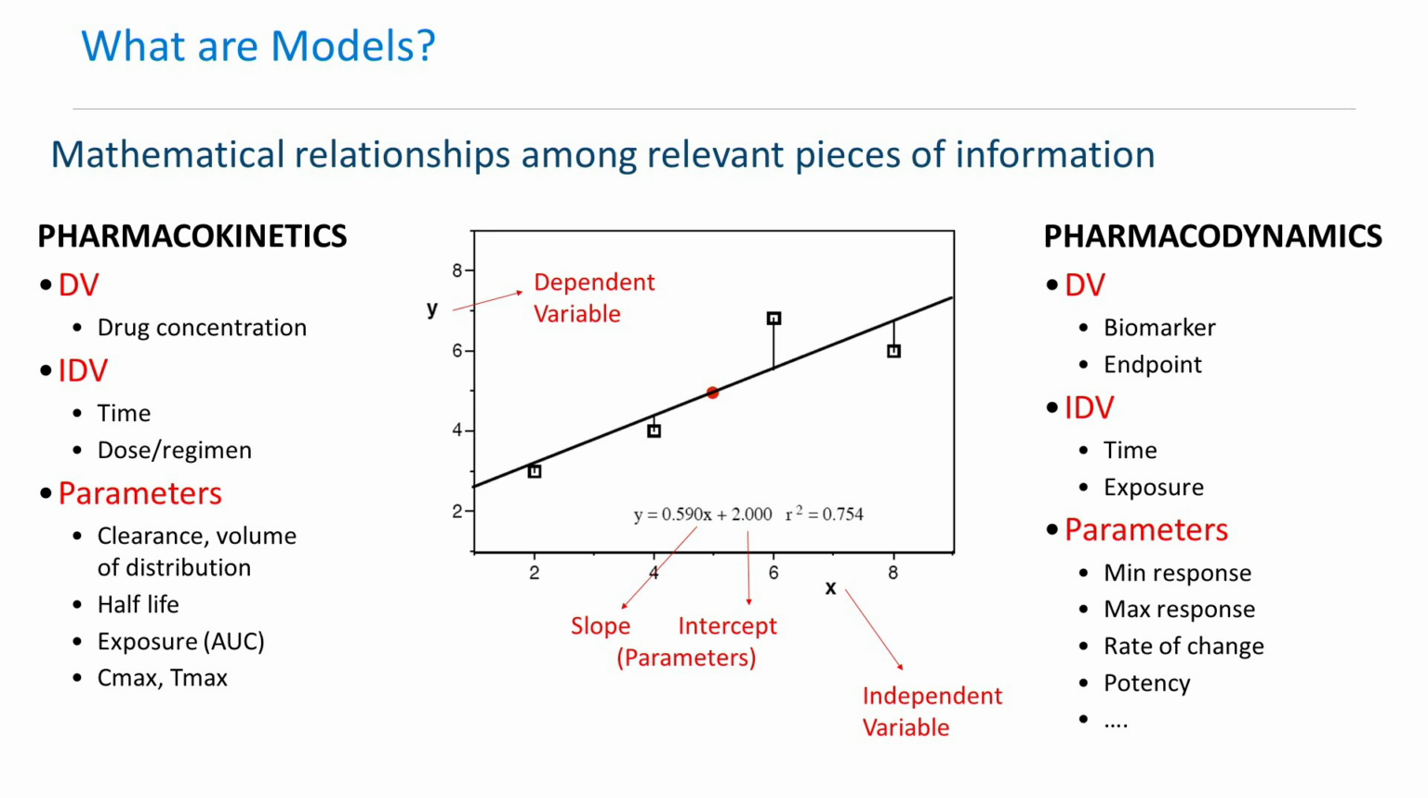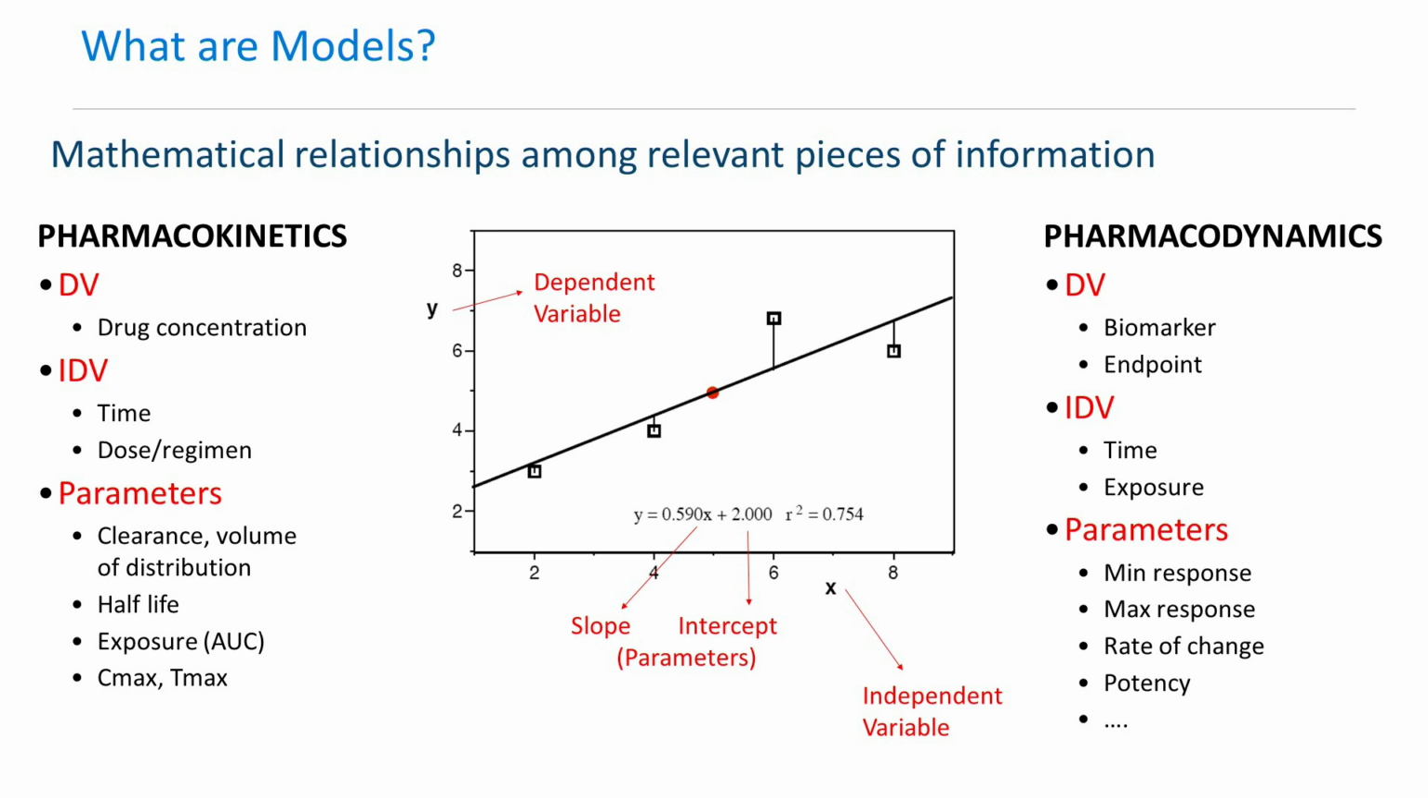And when we do our pharmacokinetic models, we get things like clearance and volume of distribution. We're able to estimate the half-life. We're able to determine the exposure, the maximum concentration Cmax, as well as the time that occurs Tmax. So these are the parameters of our pharmacokinetic models. And I'll be touching on all of these things again as I get into the modeling components a little bit later.